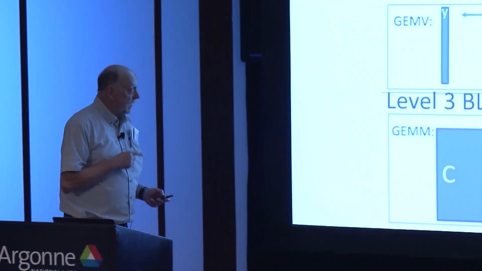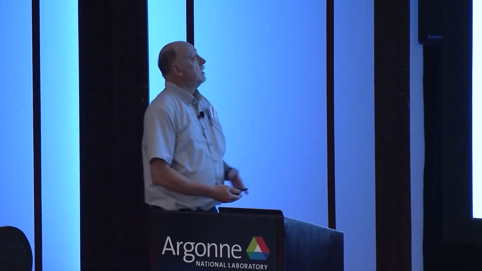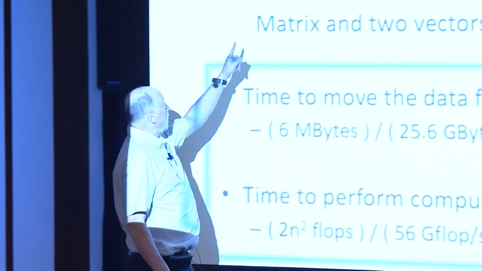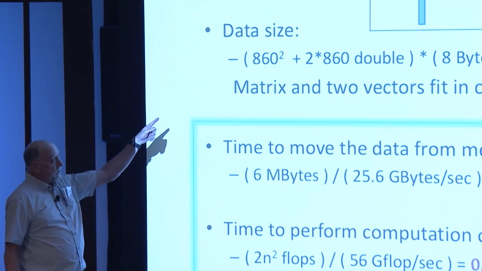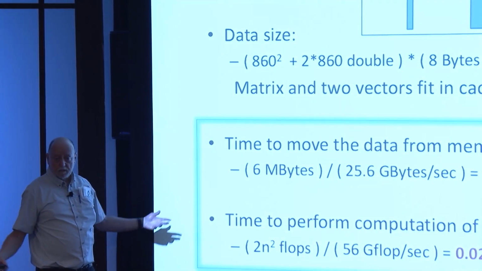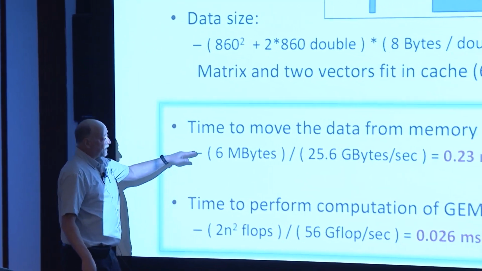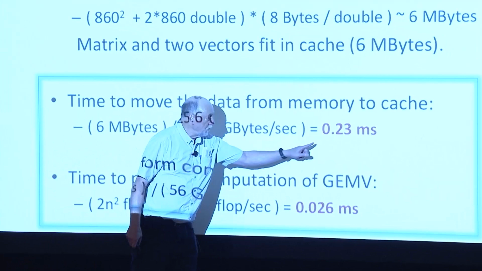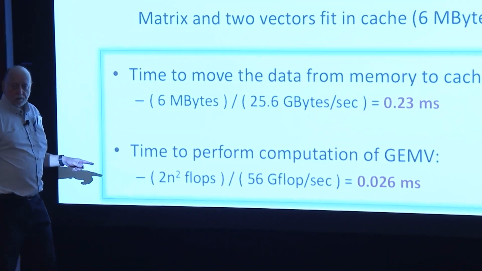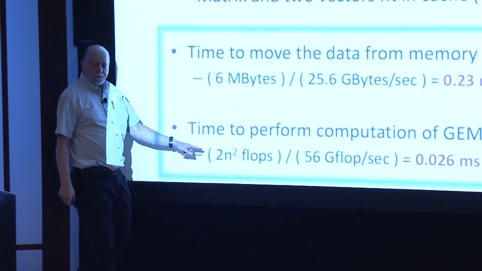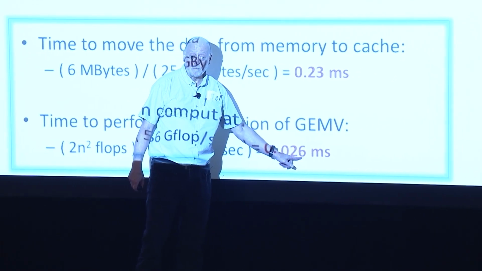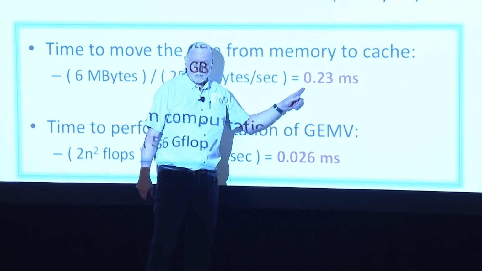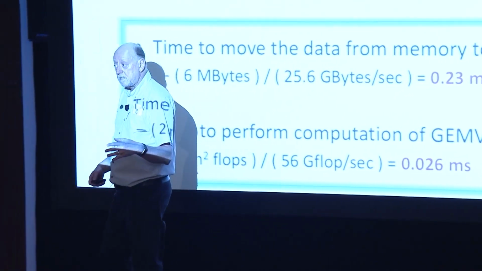So what does my matrix-vector operation do on my laptop? Again, I make things big enough to fit in cache. So the size of the matrix is geared to be 860. At 860, with those vectors, I get 6 megabytes. So the data fits in cache. And the time to move the data is the same. I'm moving 6 megabytes of data. The time to move it is 0.23 milliseconds. And then I do the operation. So the operation is 2n squared flops. At this rate, it'll take 0.026. So it takes a little bit longer than before with the vector operations, but we have an order of magnitude difference again. So data movement is killing us. No reuse of data, very little reuse, I'll say, of data.